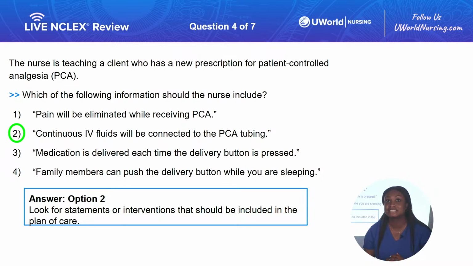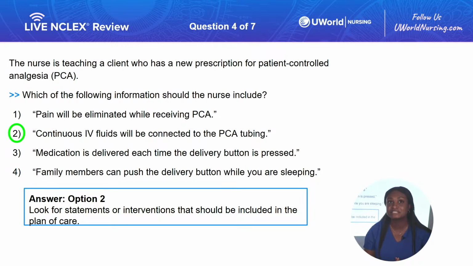Option 3, medication is delivered each time the delivery button is pressed. Again, this is not correct 100% of the time. Each time the button is pressed, it can sometimes give you medication. There's usually a lockout period on the PCA, so you don't get too much medication in a certain time limit. So you could be pushing the button all you want, but you only get one medication administration in 10 minutes. That could be your lockout period. So you're not going to be getting that every single time it is pressed. So that is not 100% right.